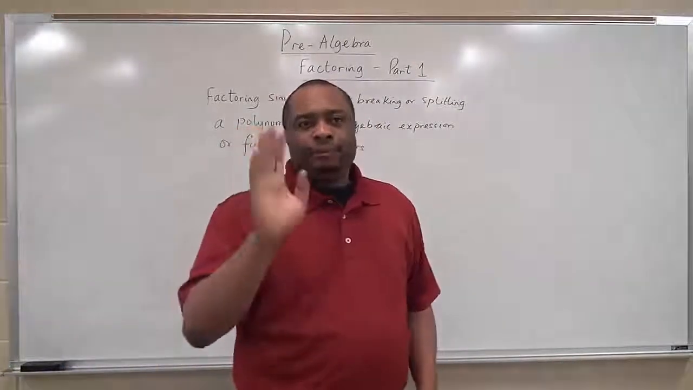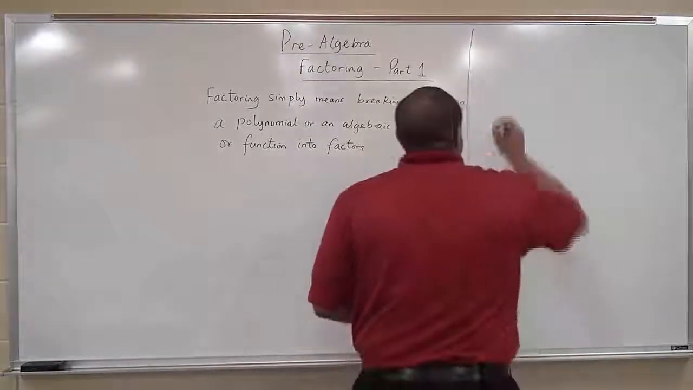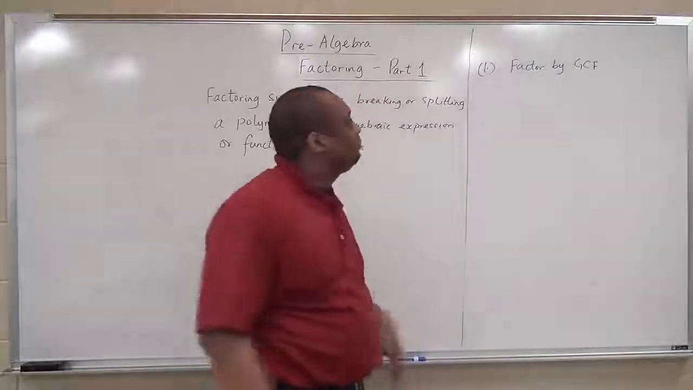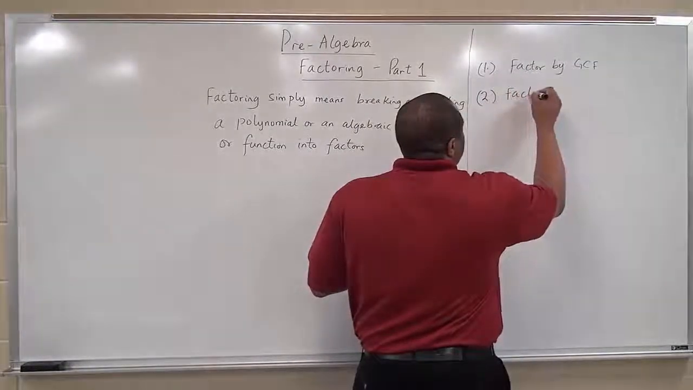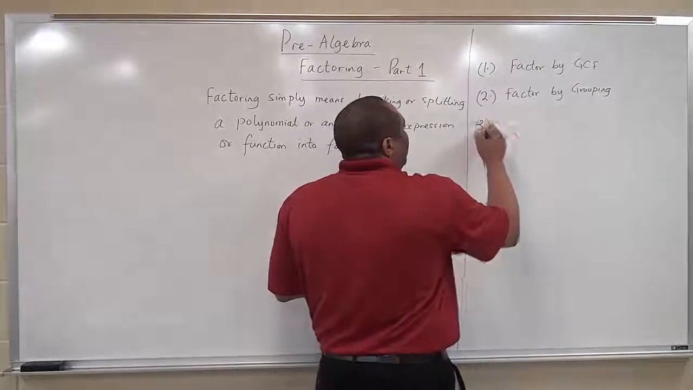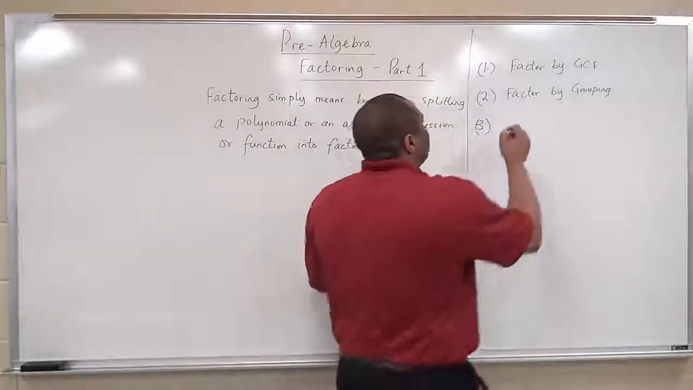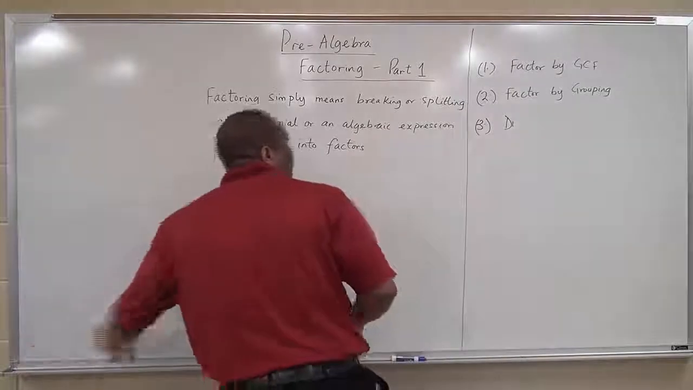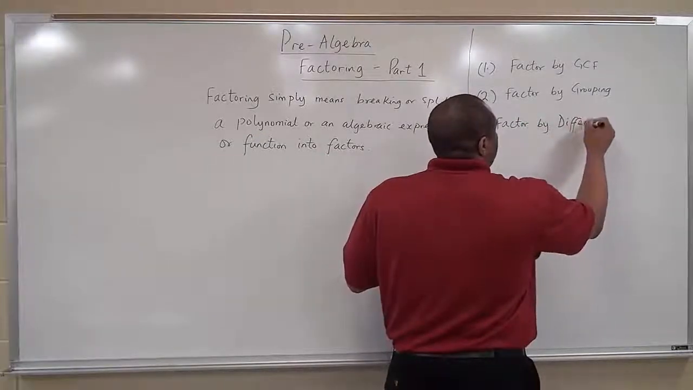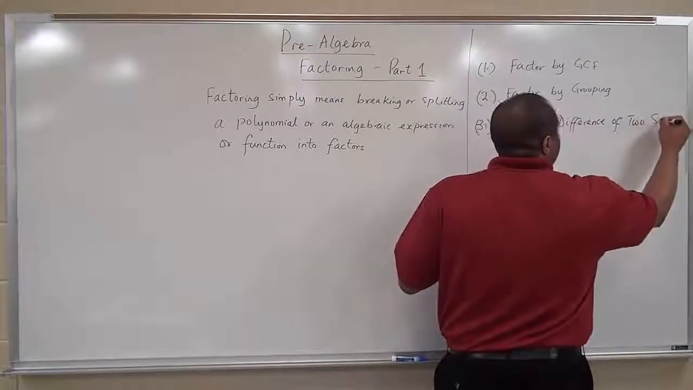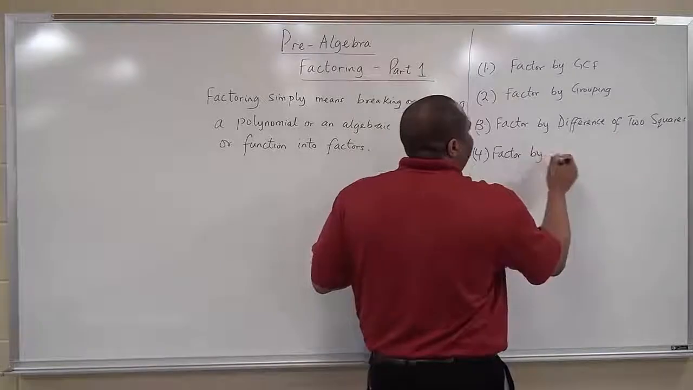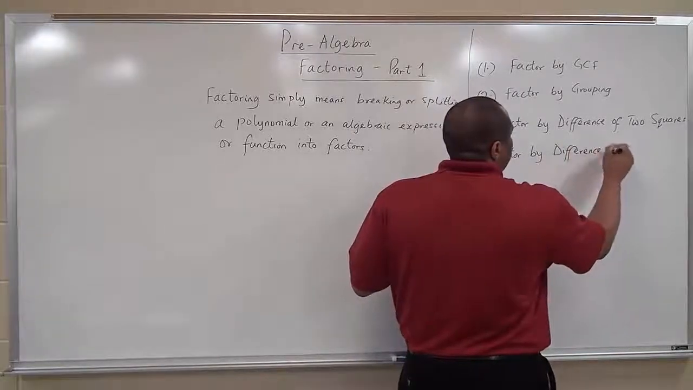Now, let's look at the different methods of factoring. Number 1, we can factor by GCF, greatest common factor. Number 2, we can factor by grouping. Number 3, we can factor using the difference of two squares. We have done this one in videos. Then we can factor by the difference of two cubes.